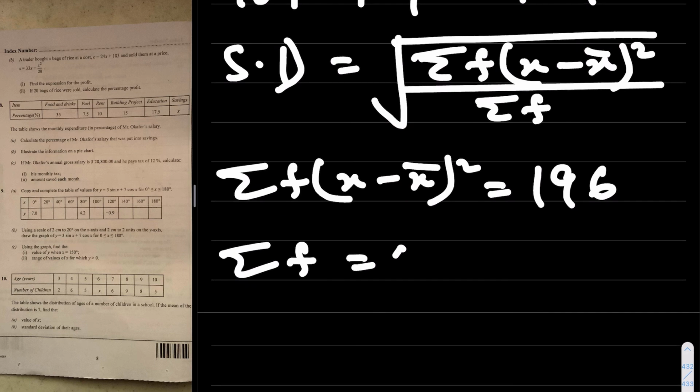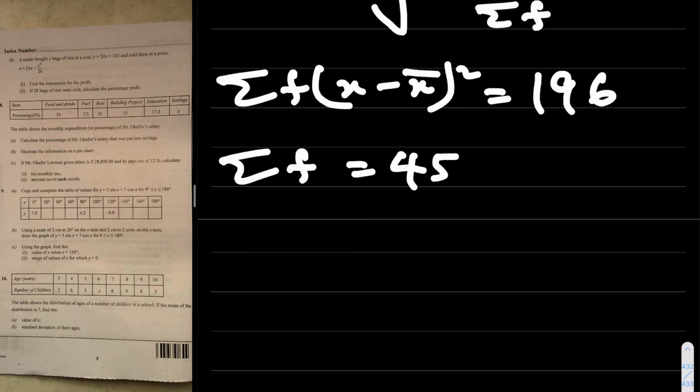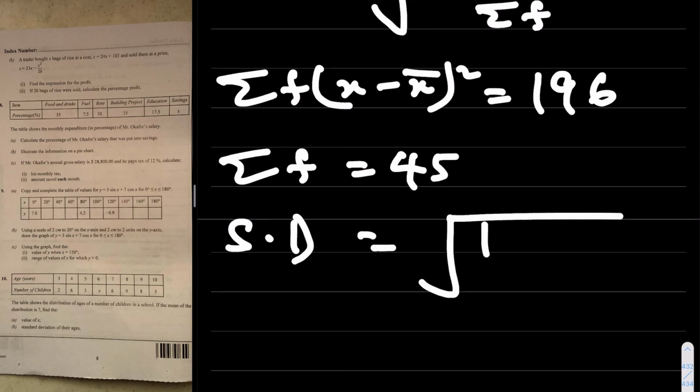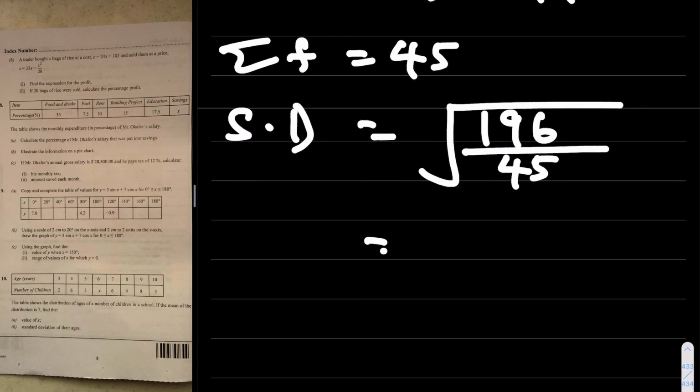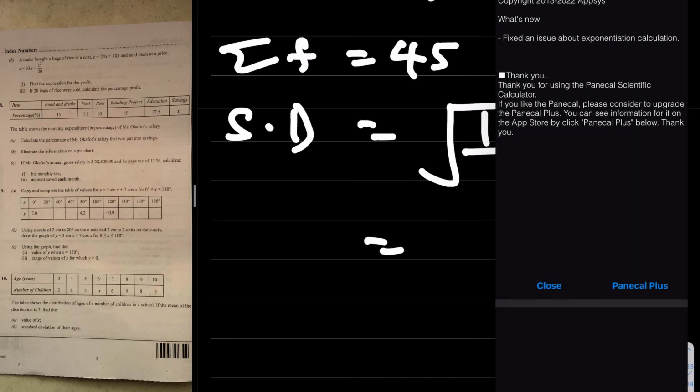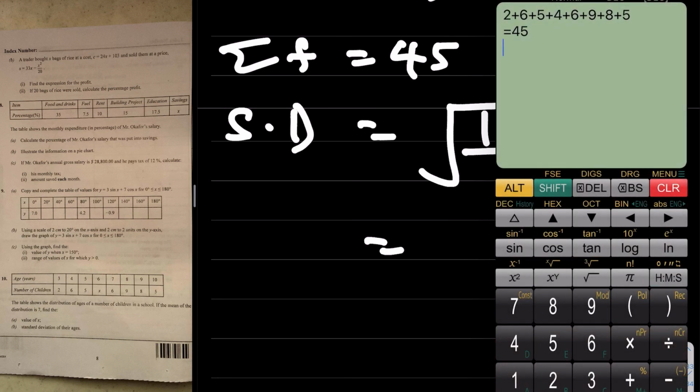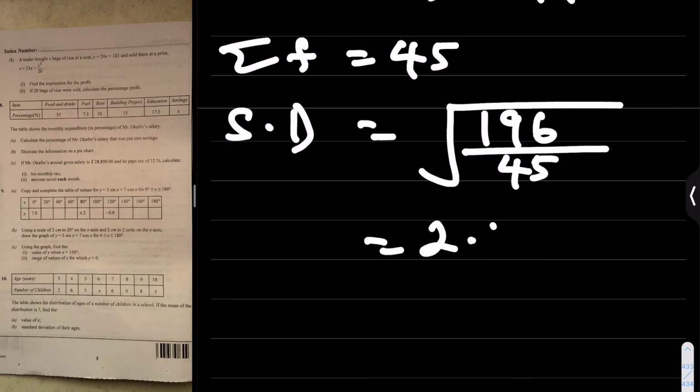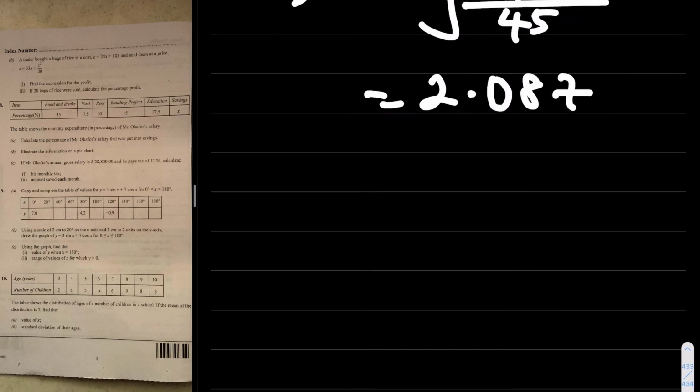So summation f is 45. And standard deviation is therefore the square root of 196 all over 45, which simply means 196 divided by 45, and the square root of that answer is approximately 2.087. That's the standard deviation, very simply. And that's the whole of number 10.